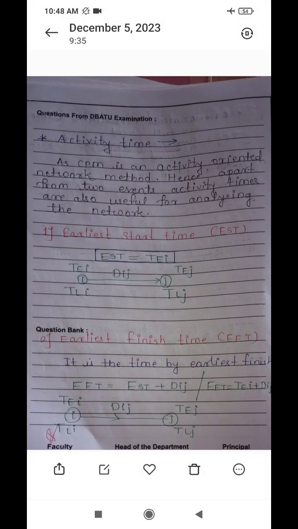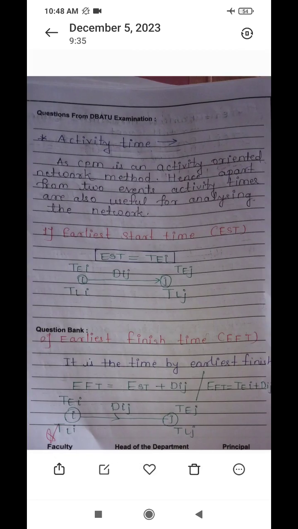Next we will go to activity and event. What is meant by activity and what is meant by event, we have already discussed. Now we will discuss activity time for finding the readings of CPM and PERT. The first is the earliest start time. CPM is an activity oriented network method, so apart from events, activity times are also useful for analyzing the networks. The activity is defined between two events, the tail event and head event, and within these two events the activity is processed.